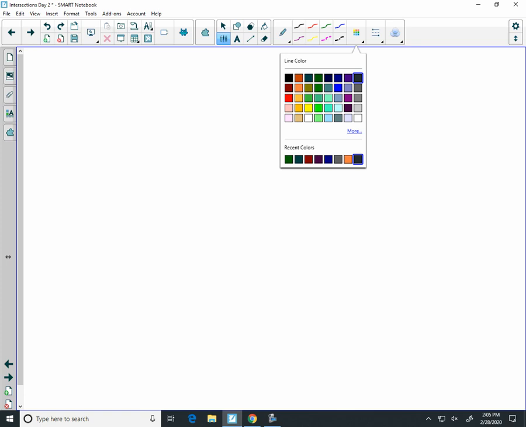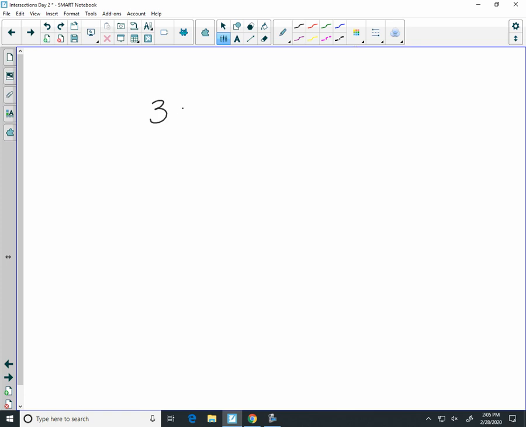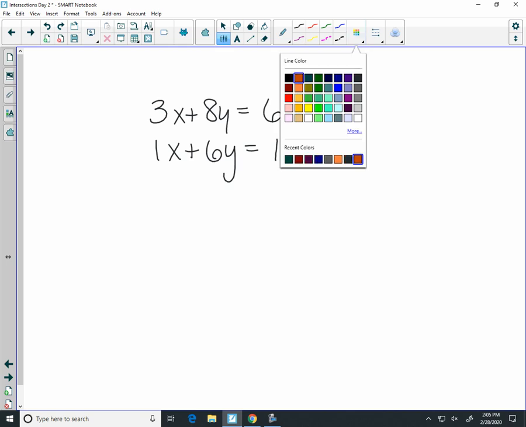In algebra 1, you had something like this. 3x plus 8y equals 6. I don't know. And 1x plus 6y equals 11. And you had two equations, and you were solving for x and y, and your Algebra 1 teacher probably said, yeah, I know you can do this like Desmos, but now we need to do it algebraically. And so the way to do this problem without doing substitution is this.